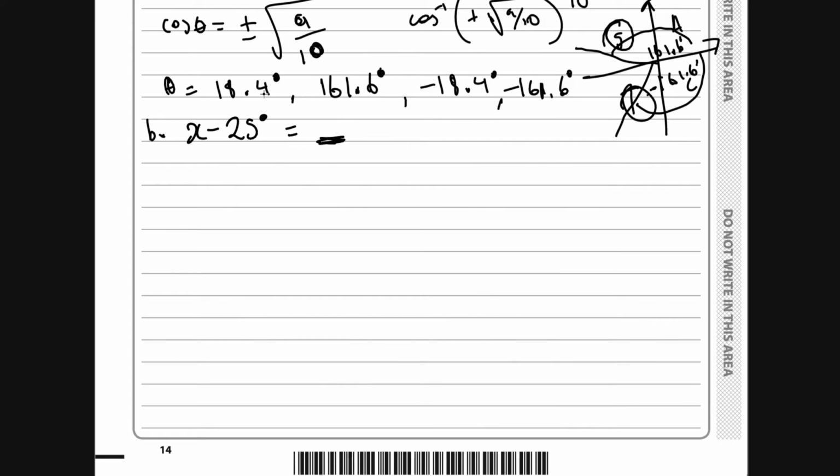Using common sense here, it's clear to see that this value here would give us the smallest positive solution. So if we were to put minus 18.4 degrees here and add 25 to the other side, we're going to quite simply get the right answer, to 1 decimal place, which is required by the question, of 6.6 degrees. And that's the answer to that question.